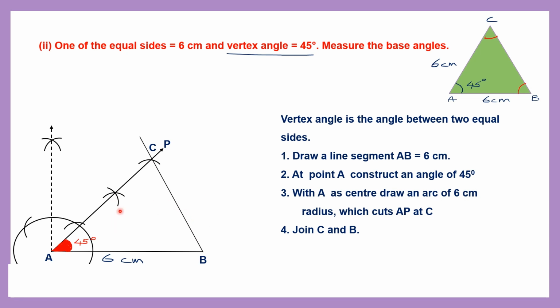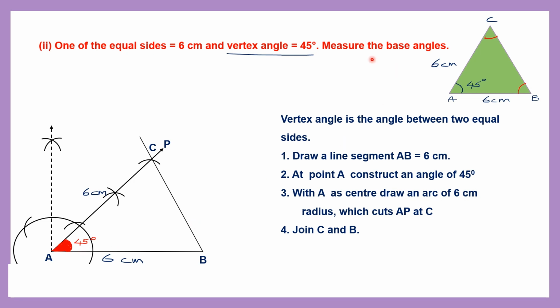Now you can see a triangle ABC, and we followed all the steps here. Now this is 6 centimeters. Now AC, we took that radius, and that radius also was 6 centimeters. So now can you see two equal sides? Here we have one equal side AC, the other equal side AB, and the angle in between, called the vertex angle, which is 45 degrees.